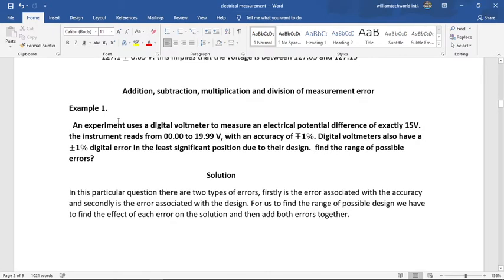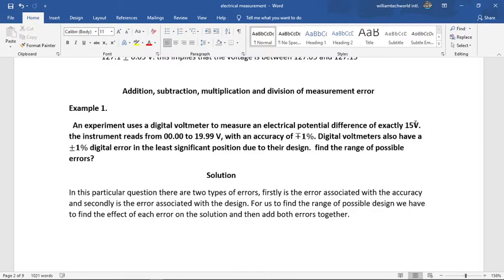So now we're going to take this first example. It says an experiment uses a digital voltmeter to measure an electrical potential difference of exactly 15 volts. So now we're trying to measure in this experiment using a digital voltmeter.